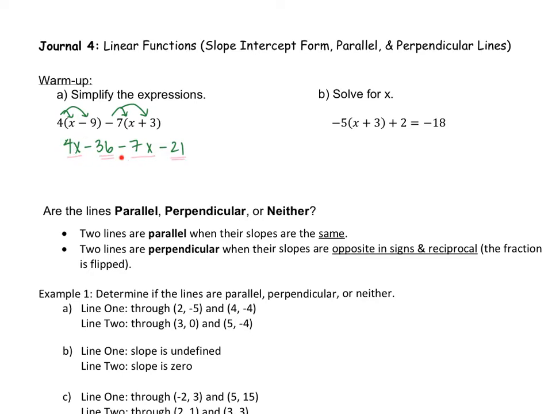So 4 minus 7 is going to give us -3x, and then 36 minus 21, since they're both negatives, you're going to add the numbers, so that makes 57. But since they're both negative, we're going to say -57, and then that there is our final answer, because we can't combine these two because they're not like terms. The other's an x and the other's a number.